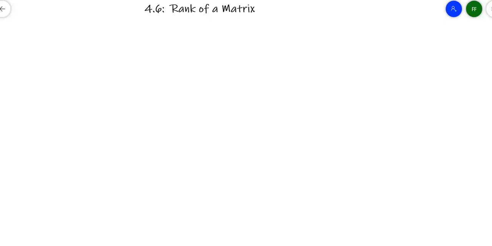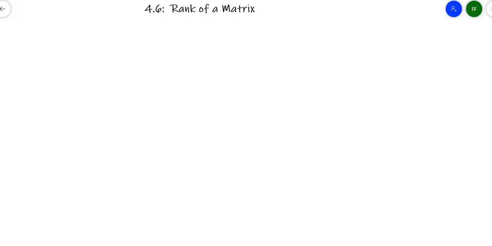In this section, we start to get into rank of a matrix. And when I talk about rank of a matrix, I'm not talking about ranking your matrices from like, this is my favorite matrix, this is my least favorite matrix. You are matrix number 52 on the list this week. No, something entirely different.